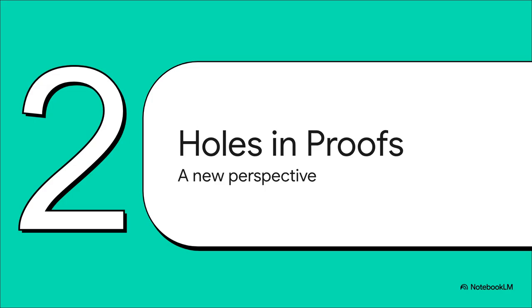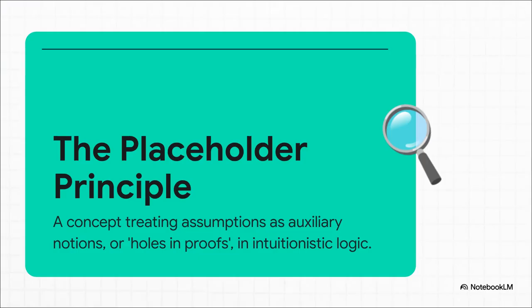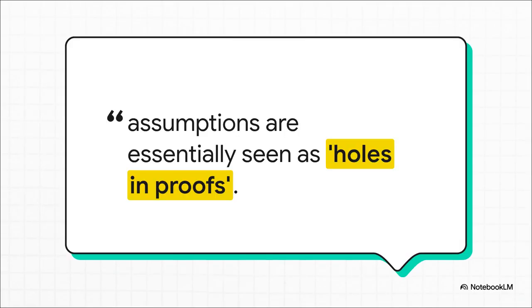Okay, so let's get to the core concept for today. It's a really powerful way to visualize how these assumptions actually work. It's called the placeholder principle. This idea comes from a specific area of logic, and the main point is to treat assumptions as, well, secondary characters. They're helpers in the story of a proof, but they are not the main heroes. And here's the killer analogy, the thing that makes it all click. This principle says we should think of assumptions as holes in proofs.